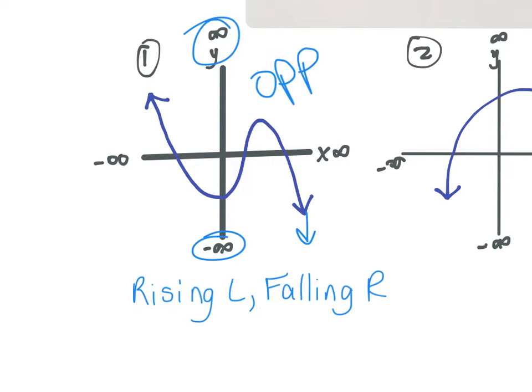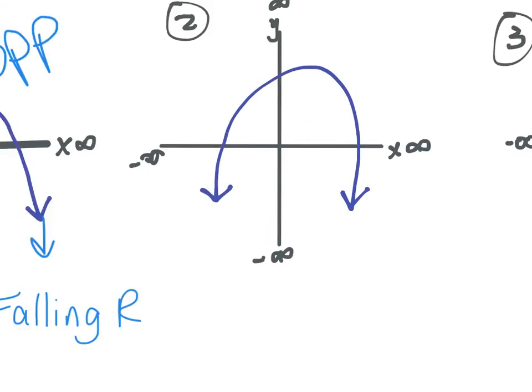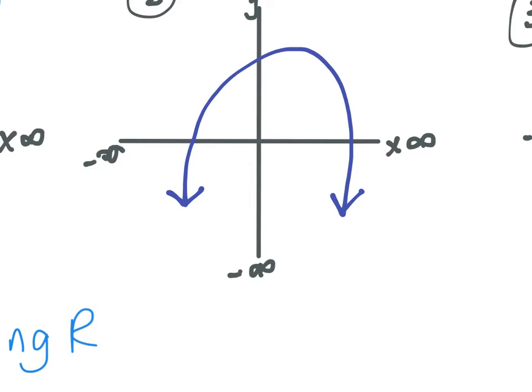If it's an even exponent, like x to the fourth is the biggest, what do you think both ends are going to do? They're either both going to go up or they're both going to go down. They're going to have the same. So look at this one. Do you think this is going to be an odd polynomial or an even one? Even, because the direction of the arrows is the same.